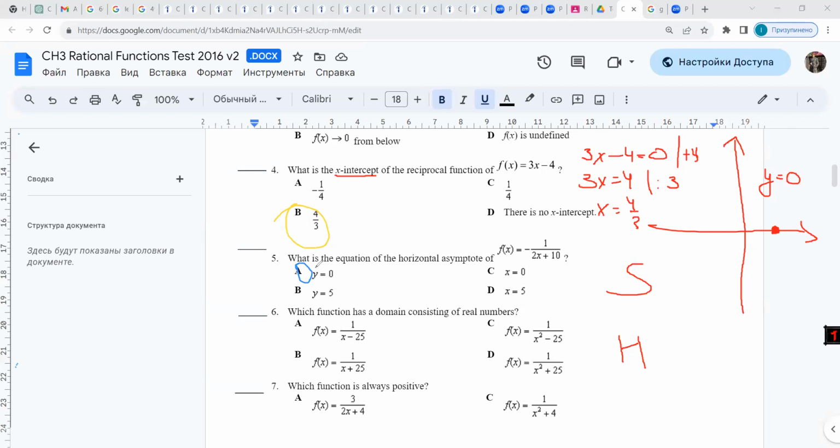And number 5 for Safa. What is the equation of the horizontal asymptote? Great. And Safa, tell me, how did you identify that it's going to be y equals 0? You can use your microphone if you're comfortable with it, or you can text your answer. Meanwhile, we're waiting for Hala. Which function has a domain consisting of real numbers?